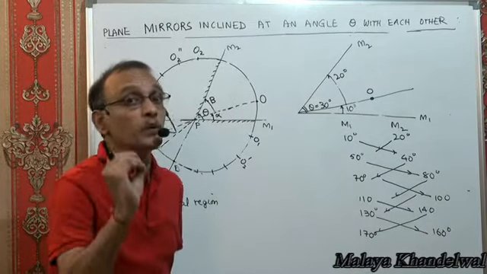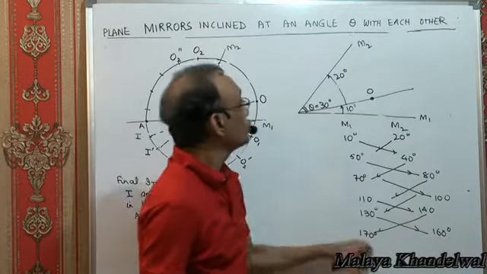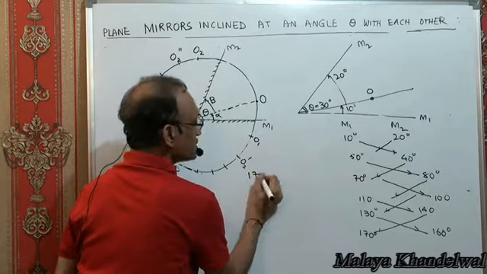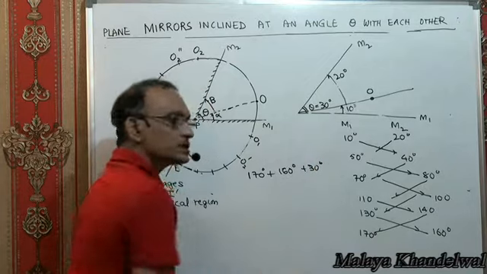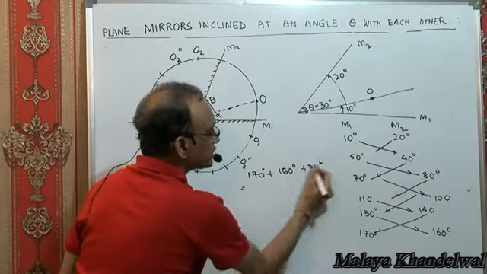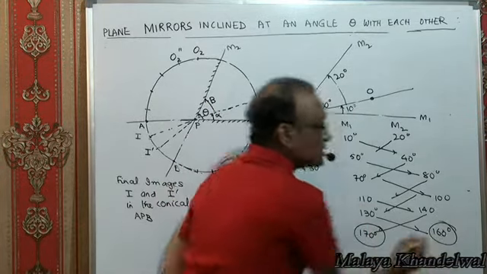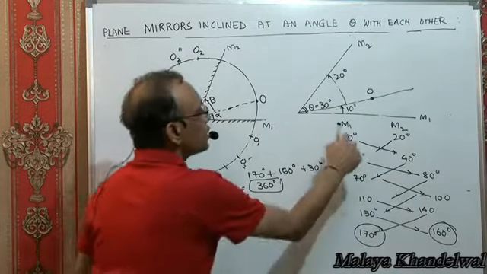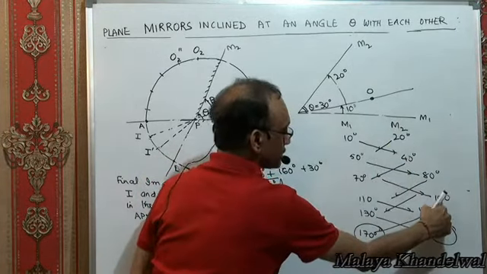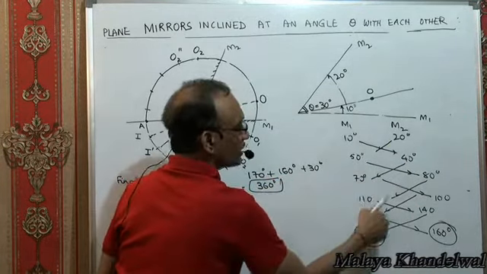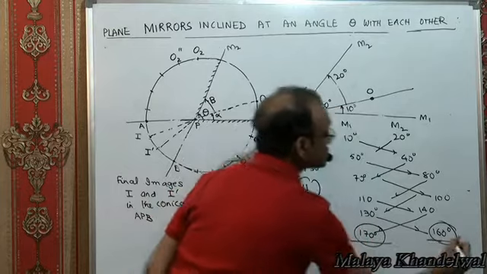Now, to figure out whether the last images coincide or are different, I need to add these angles to theta. So if I add 170 plus 160 plus 30, does it turn out to be 360? See, this is 330 plus 30, 360. Oh yes. And therefore, these two images coincide. So these two would be counted as one. So how many images? 1, 2, 3, 4, 5, and 5, 10, and 1, 11. 11 images, therefore, because the last images coincide.